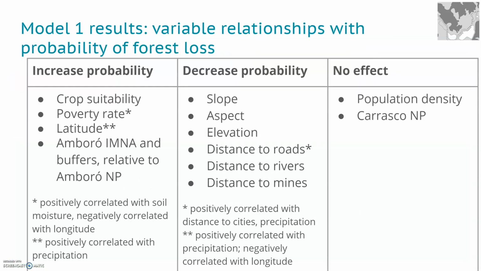So model results, and I'm not going to belabor this because I just wanted to give you a sense of how the models vary across the different variable subsets. You can see here which variables stood out as increasing the probability of deforestation, decreasing the probability, or having no effect. Okay, and here the variable with the strongest relationship with forest loss was being in Amboro Inma, or the buffers relative to Amboro National Park.